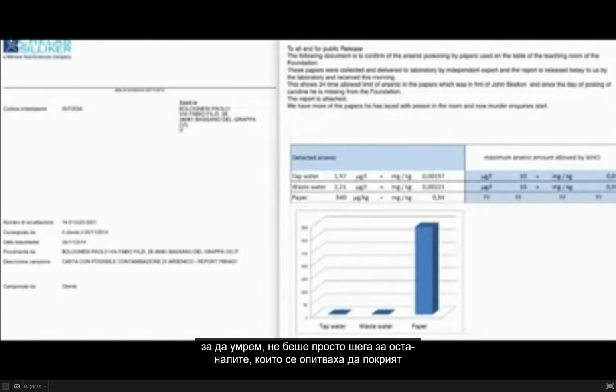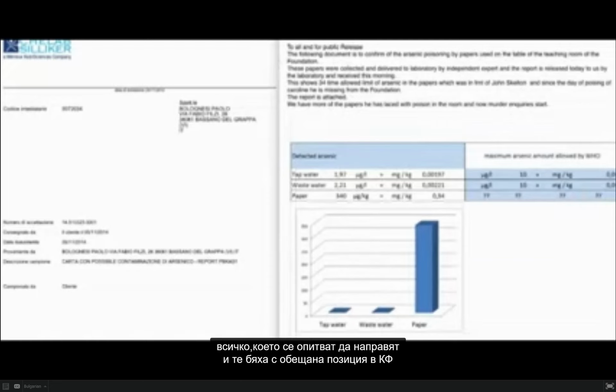not just a joke for the others who were trying to cover what they were trying to do, and there were promised positions in the Keshe Foundation if they support the move. From now on, as I said, this is an attempted murder inquiry with 340 times the level of arsenic.